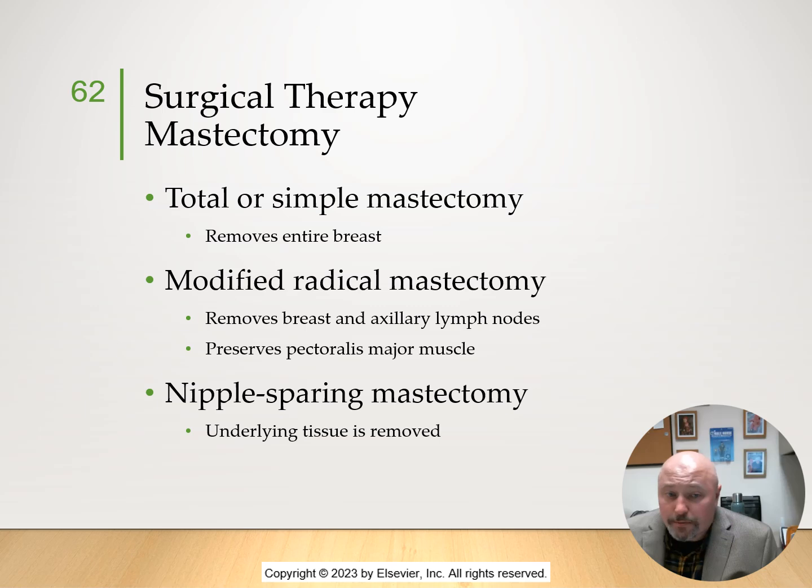A total or simple mastectomy may be necessary, which involves the removal of the entire breast. A modified radical mastectomy, on the other hand, removes the breast and axillary lymph nodes, while preserving the pectoralis major muscle. And finally, a nipple-sparing mastectomy would only remove that underlying tissue.